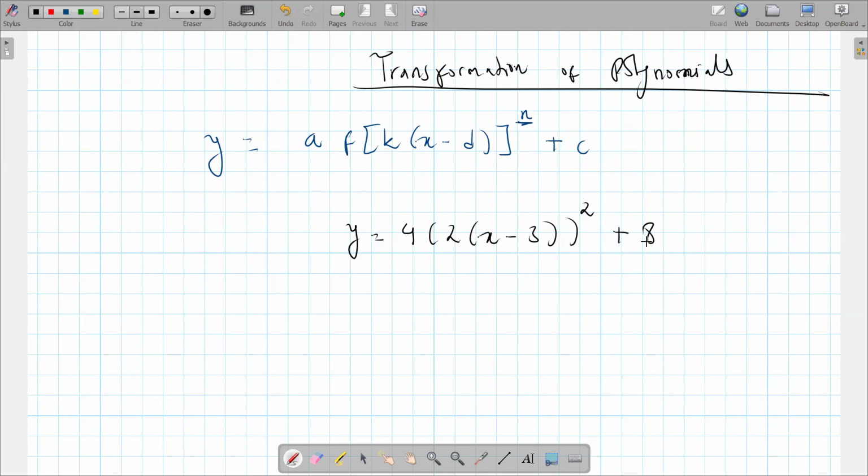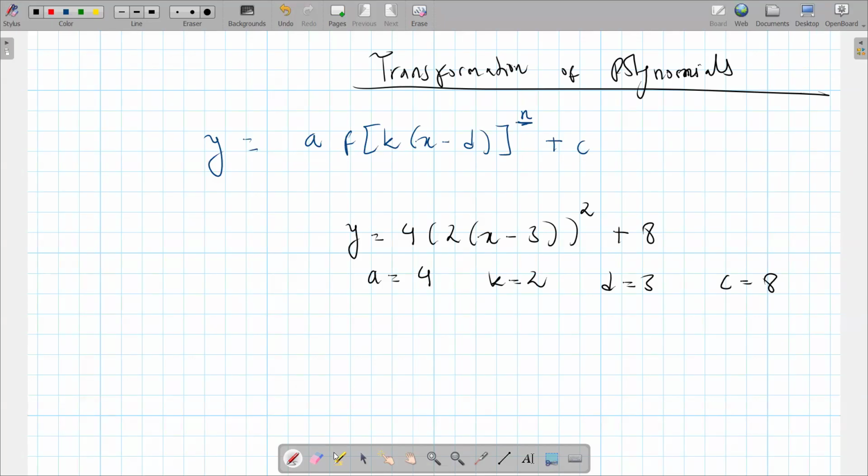So currently, you know how to do this. A is 4, k is 2, d is 3, c is 8. What does the 2 do? What does the k value of 2 do to this in terms of transformations? No, it's not. K is the opposite. It's a horizontal compression, right?